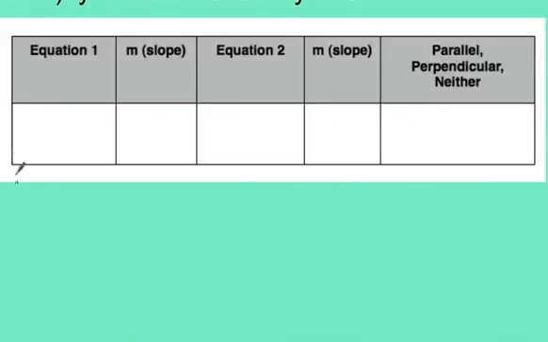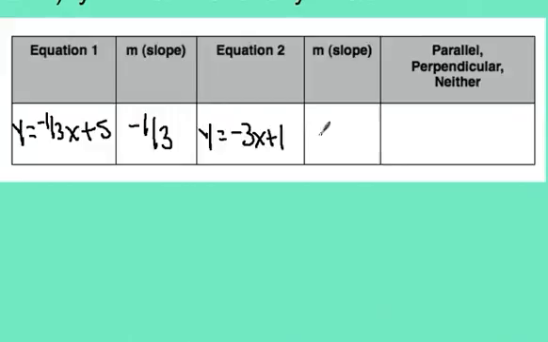For example 5, my first equation would be y equals negative 1/3 x plus 5. My slope would be negative 1 over 3. My second equation would be y equals negative 3x plus 1. So my slope would be negative 3.